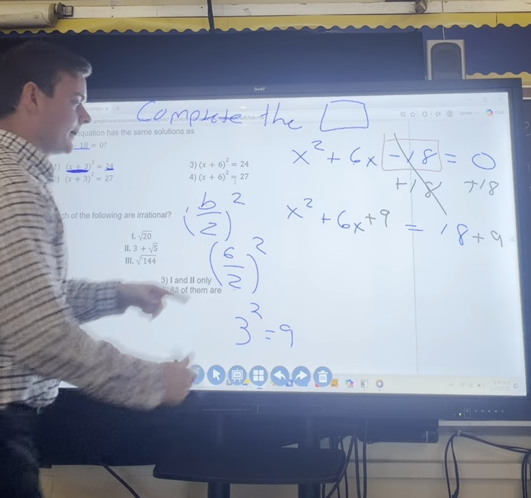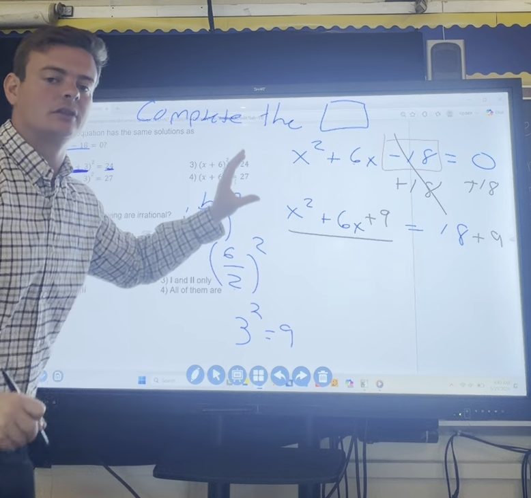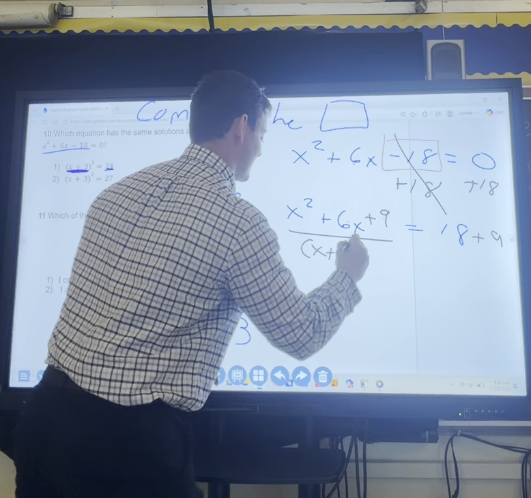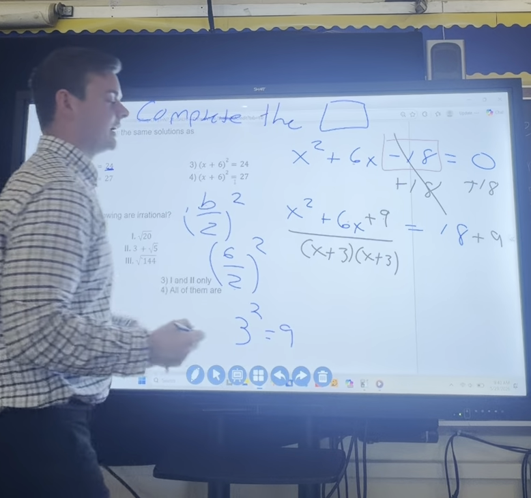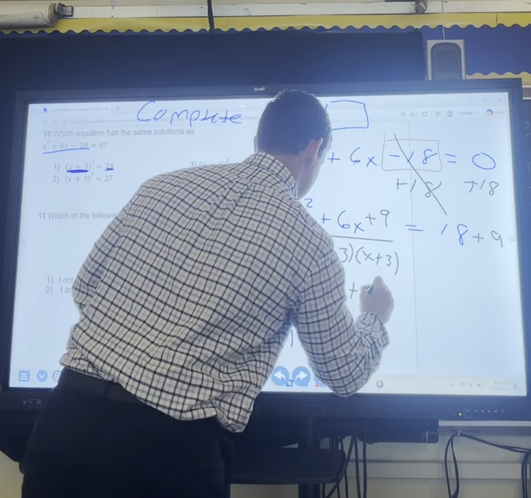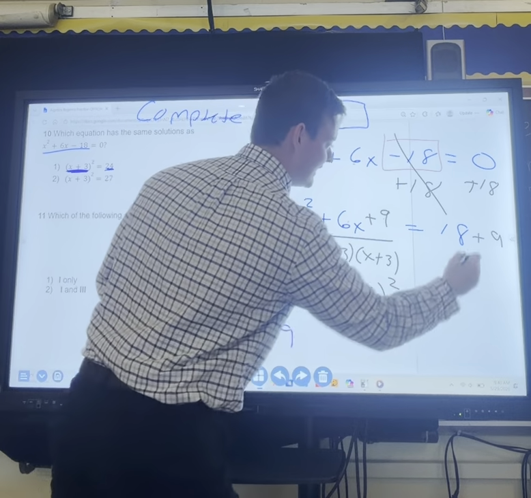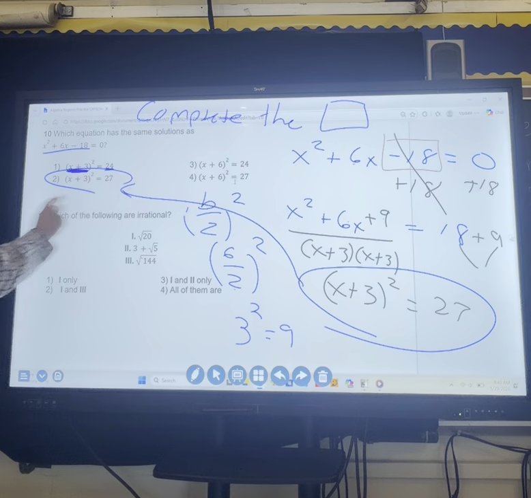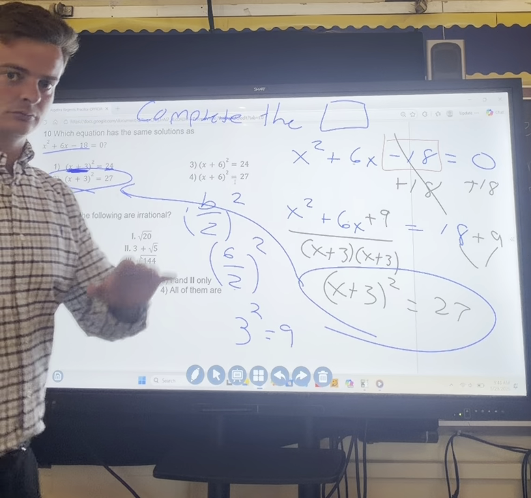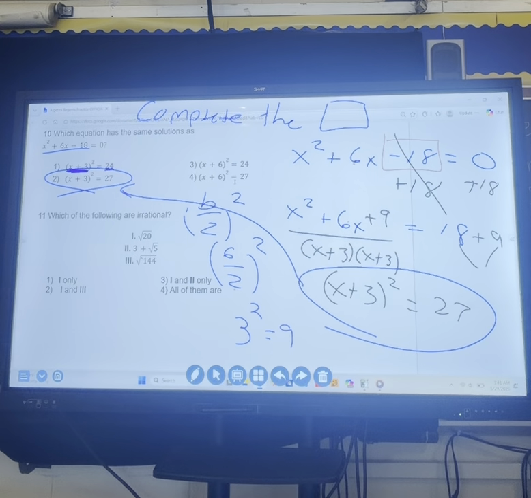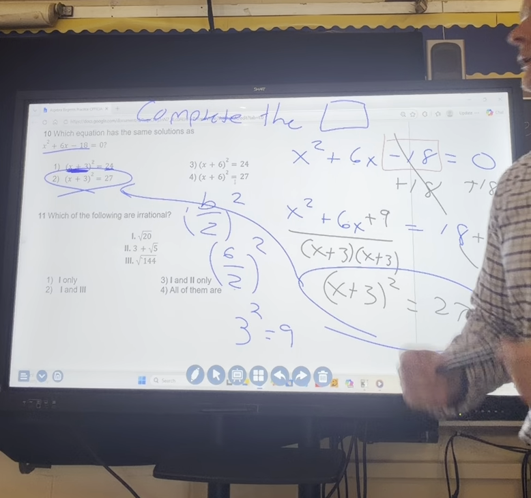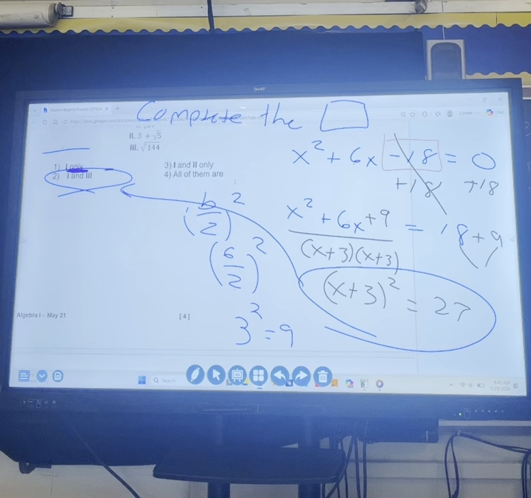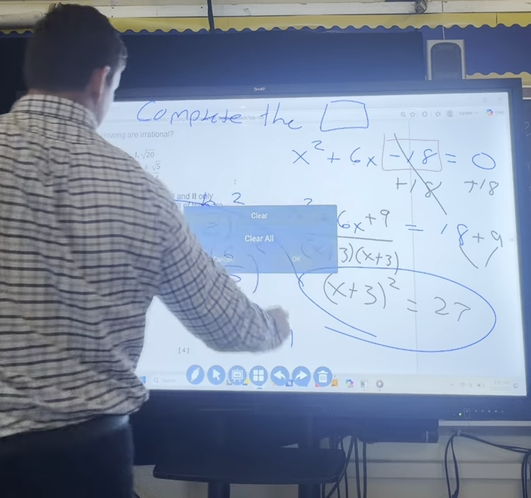Okay? Now I can factor these 3 over here. What multiplies to 9 adds to 6, x plus 3, x plus 3. But instead of writing it twice, I'm going to put it once and put a square. And then 18 plus 9, that's 27. So it means my answer must be 2. Cool. Hardest part about that is knowing to complete the square, in my opinion, and then just following the complete the square rules. Number 11, which is irrational.